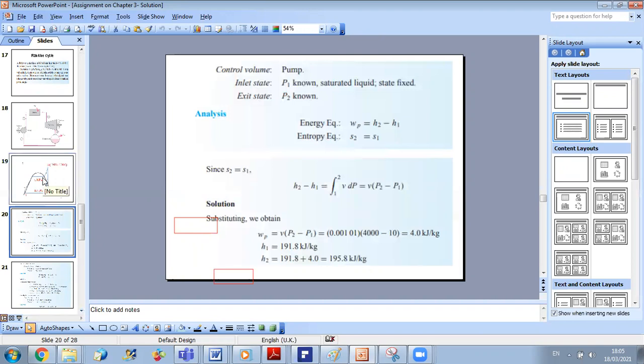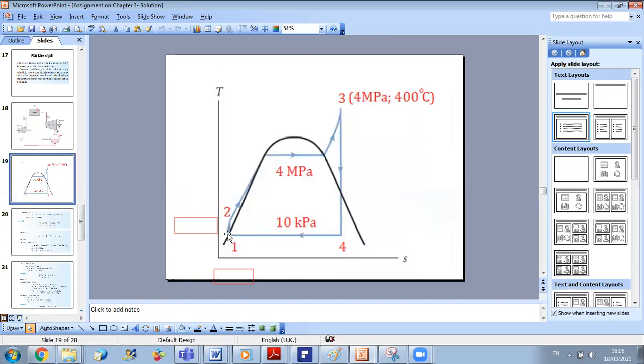But sometimes, why do we use this method? Because sometimes in the tables of compressed liquid, we don't find the states. So this will be an alternative for you.